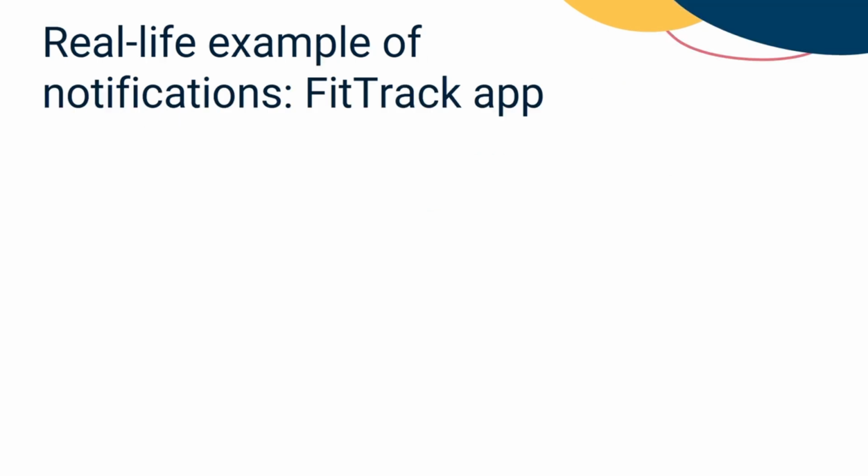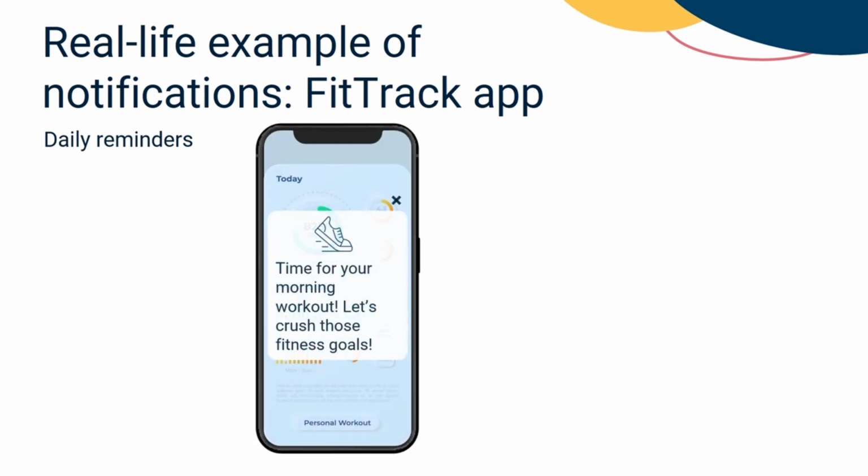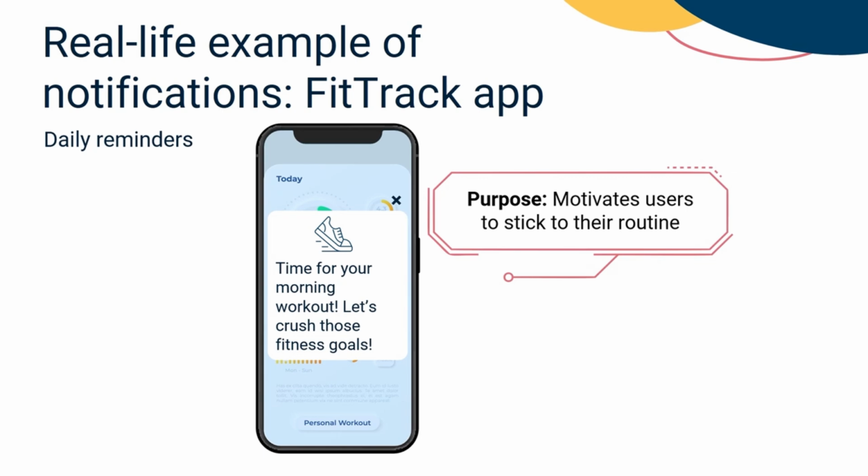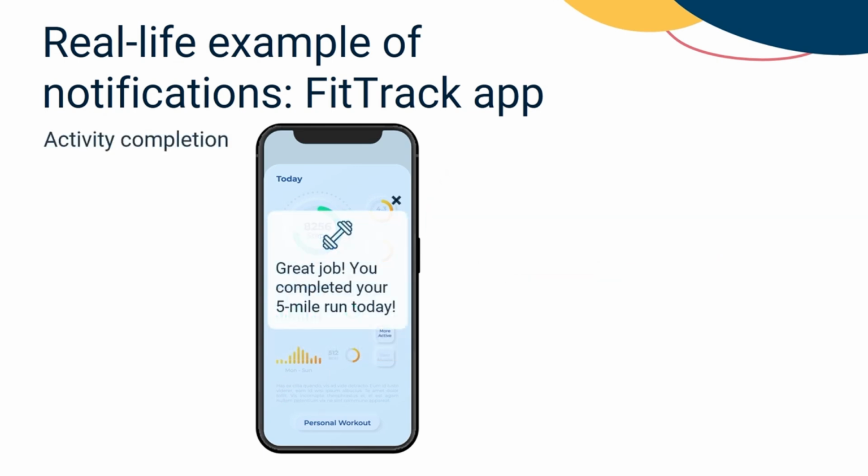Now, let's look at a real-life example of how they can be applied. A fitness app, FitTrack, uses notifications to engage users and motivate them to stay active. FitTrack uses daily reminders. For example, "Time for your morning workout. Let's crush those fitness goals." This notification is useful because it provides a motivational push each morning at 7 a.m., helping users stay committed to their fitness routine.